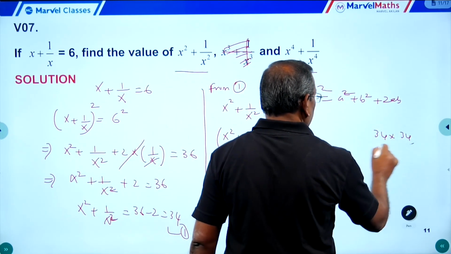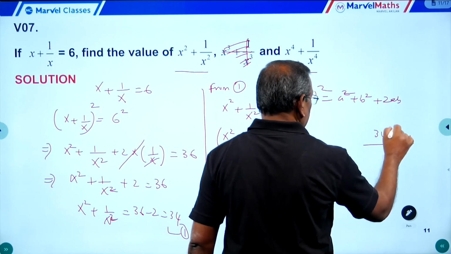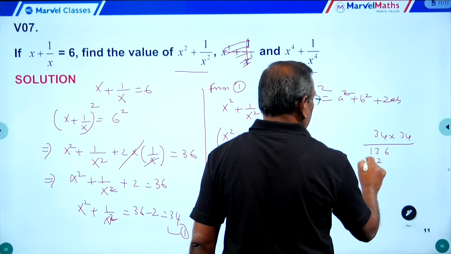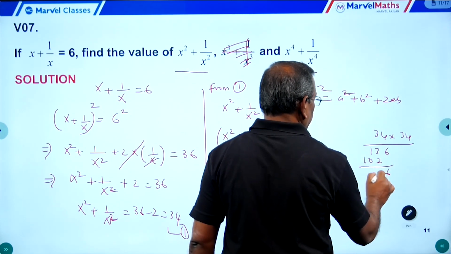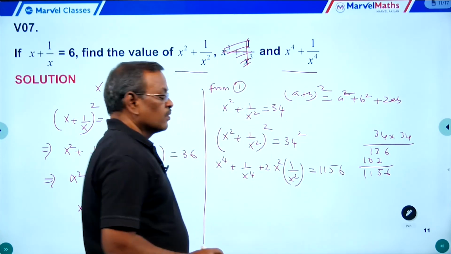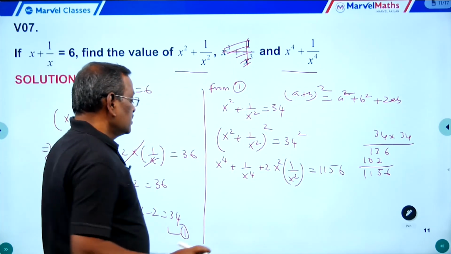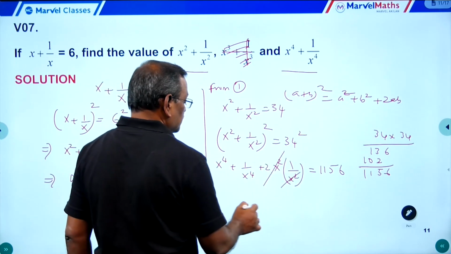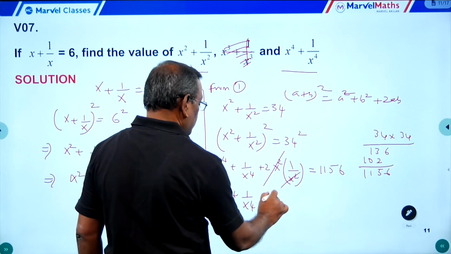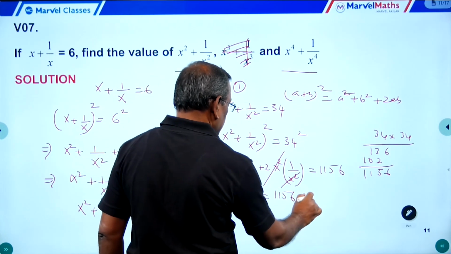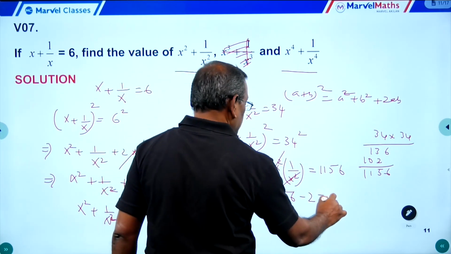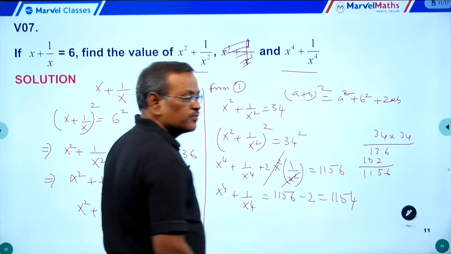34 into 34: 4 fours are 16, 1, 13, and 3 fours are 12, 1 and 10. So 1156. So these two get cancelled. So x power 4 plus 1 by x power 4 equal to 1156 minus 2, because only 2 is there. If we transpose to that side, it is equal to 1154.